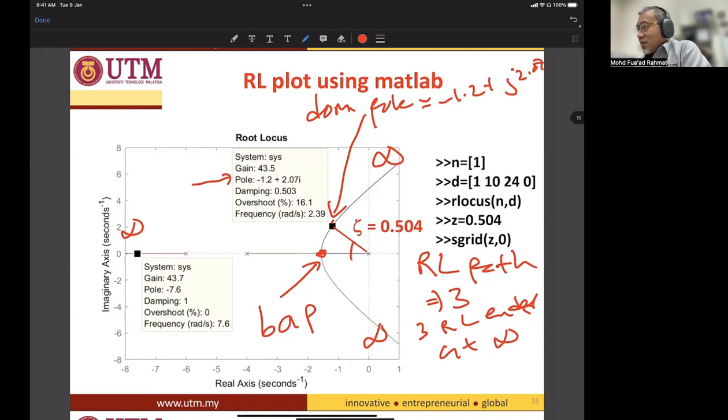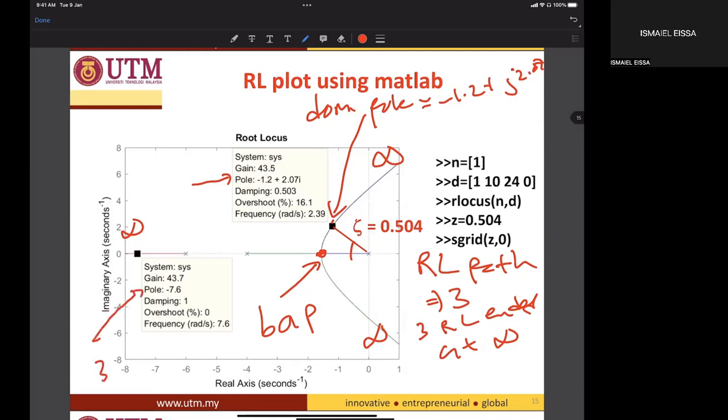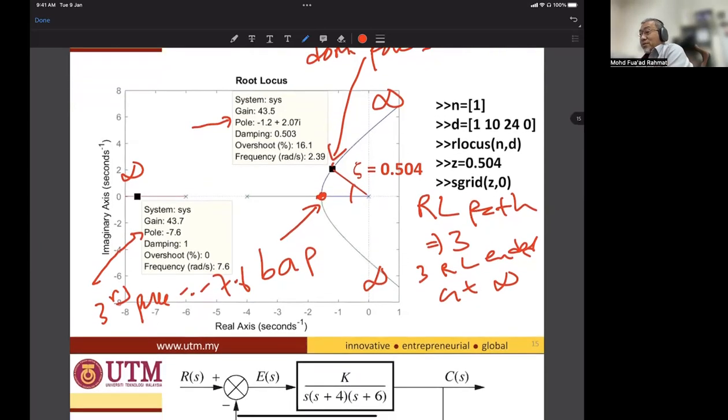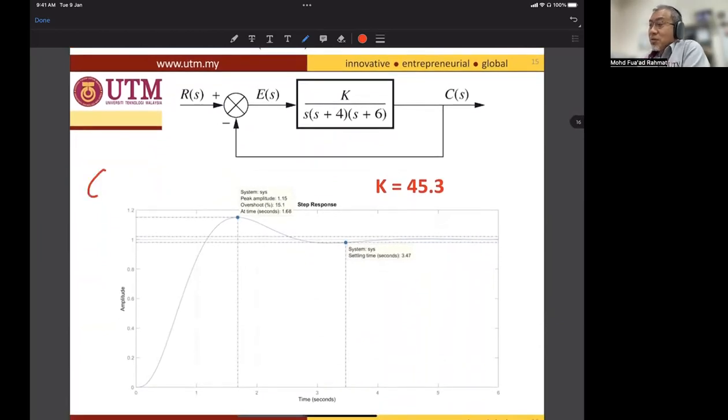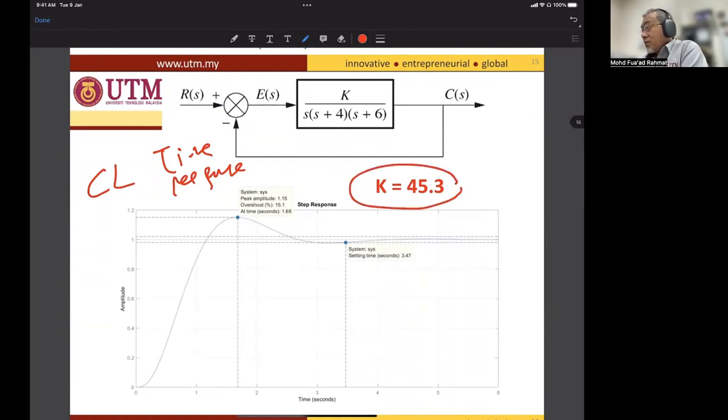Okay, this is the angle, right? So you know how to do it. And then what is the value of the third pole? Ismail, third pole: negative 7.6. Okay, so we plot the closed loop time response. You can see that the gain is 43.5.